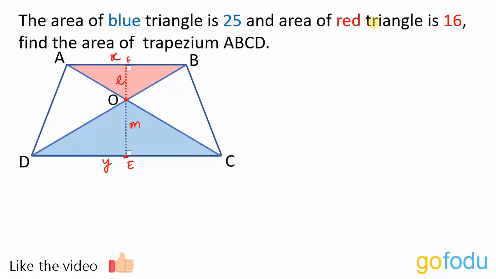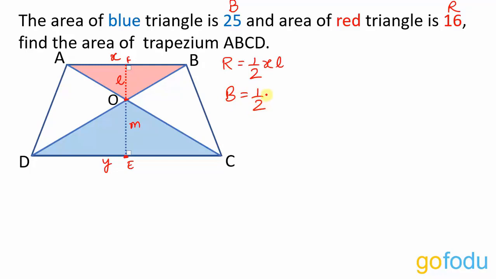For the time being, I am calling the area of the red triangle R instead of 16, and instead of 25, I am taking a variable B as the area of the blue triangle. Now the area of this red triangle R will be equal to half into base, that is X, and height, that is L. The area of this blue triangle would be B equal to half into base into height.